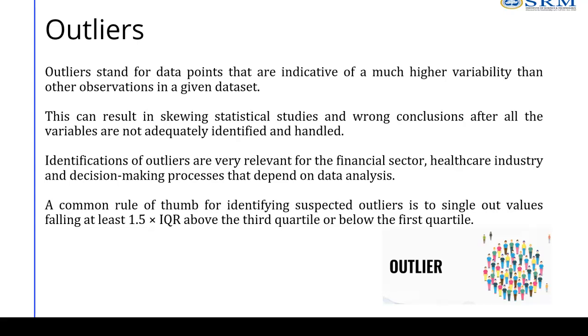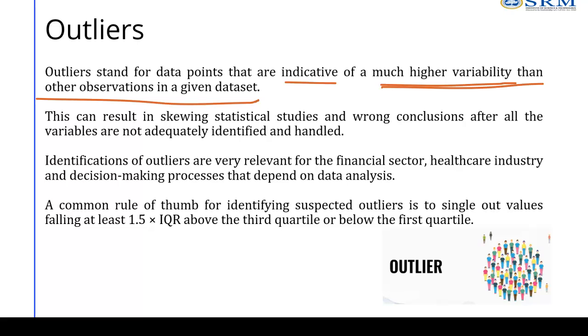What is an outlier? An outlier is nothing but a sort of noise or an error. For example, if someone is not complying with a normal population, then you can call that person an outlier. Just for understanding, I'm giving this example. In technical terms, an outlier stands for data points that represent much higher variability than other observations in a given data set. For this sentence, I gave you the example: when someone is highly varying from the normal population, then you call them an outlier.